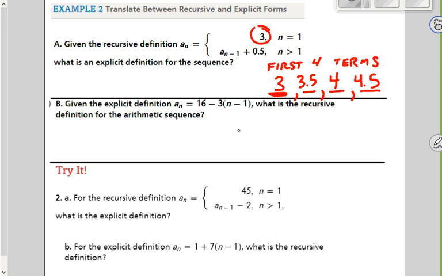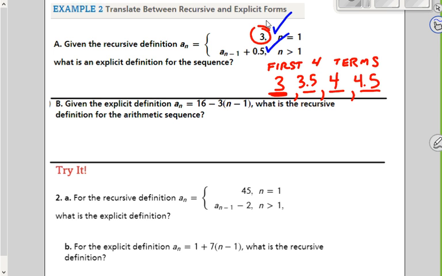All right, we have example 2 where we're trying to go from recursive to explicit, and from explicit back to recursive. How can we relate these two formulas to each other? To start, we just wrote out what the first 4 terms would be when looking at the formula. We start with 3, we grow by 0.5. What you begin with, this is what you grow by.